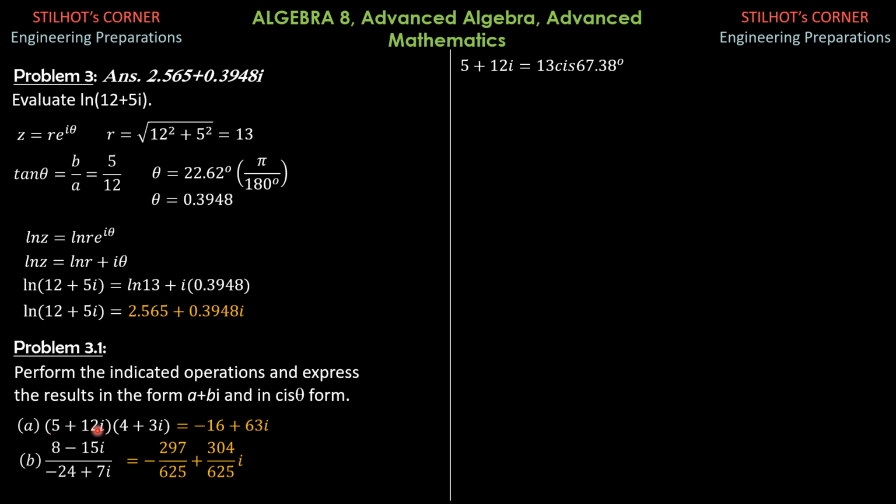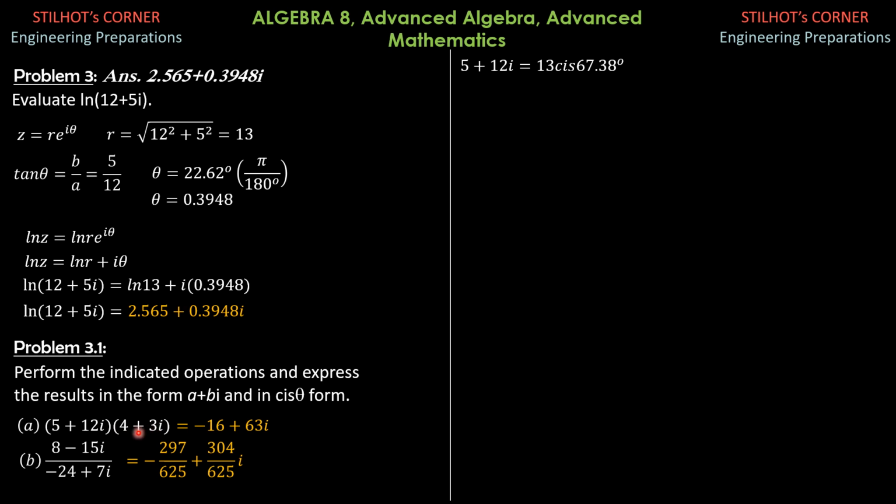So inverse tangent of 12 over 5 is 67.38 degrees. I'm not showing it here because you can use your calculator for the argument. Then r is square root of 5 squared plus 12 squared, so 13.